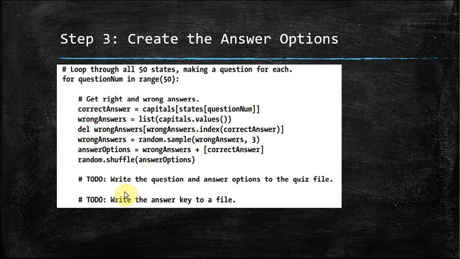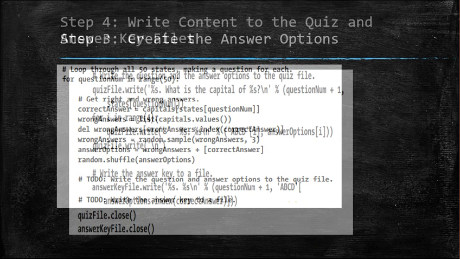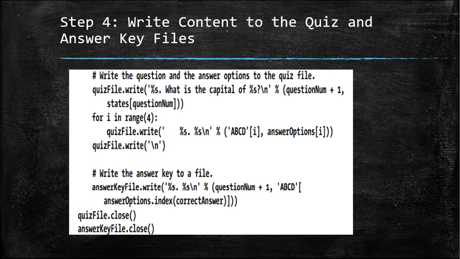The next thing we have to do is write the question and answer options to the quiz file and write the answer key to the file. That is your step 4. So what we have done so far is create the quiz and select the correct answer and options. The last step that is left is to write the questions to the quiz file and write the answers to the answer file. That is what we are doing in the last step, writing the content to the quiz as well as the answer file.